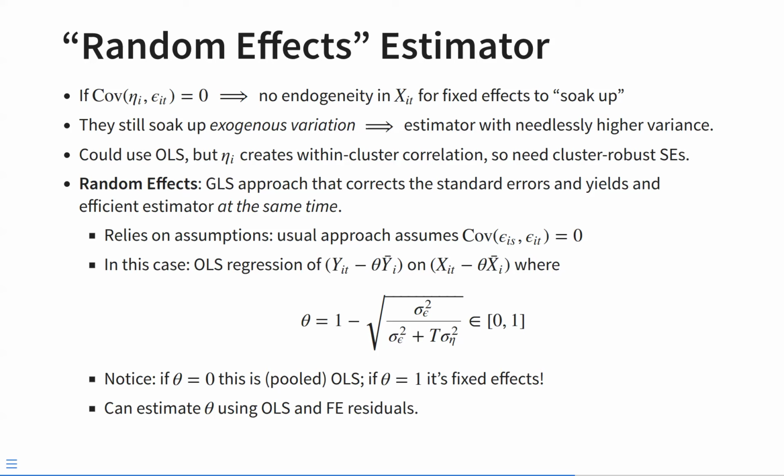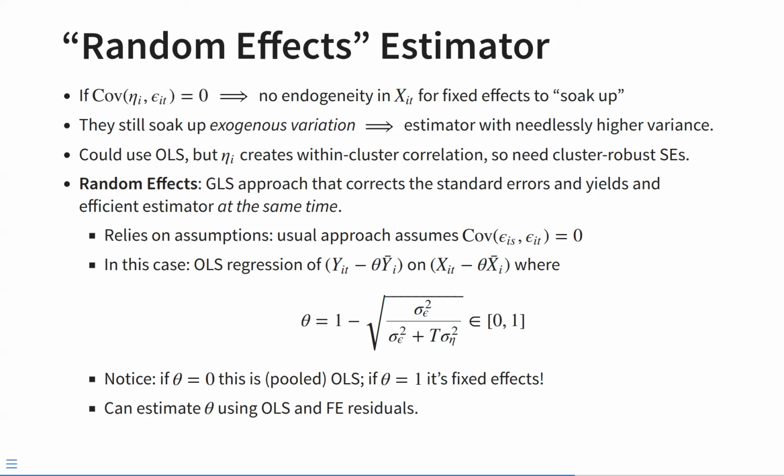So if that assumption holds, then we can run an OLS regression of yit minus theta y bar on xit minus theta x bar. And it turns out that that will give us exactly what we want. So we can just run this regression, and we can just report the usual standard errors from that regression. The trick, of course, is we don't know what theta is. So what is theta? Well, theta is 1 minus this complicated-looking formula. It's the square root of the variance of the idiosyncratic error divided by the sum of the variance of the idiosyncratic error plus T times the variance of this time invariant error.